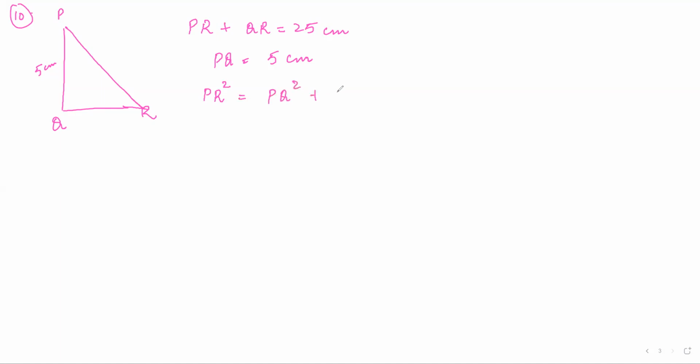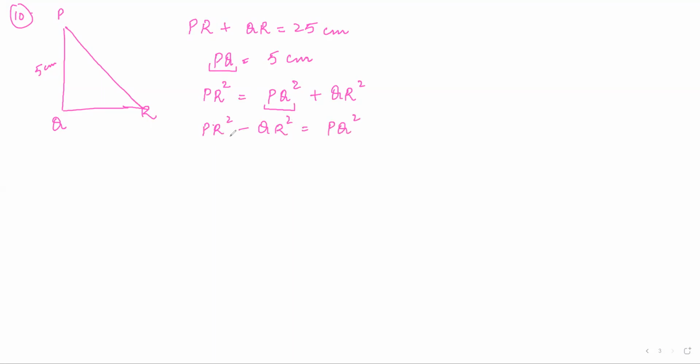PQ square plus QR square, right? Now what is given to me? This PQ value is given to me. So I'll just keep this PQ on one side and I'll take the other things to the other side. So PR square minus QR square is equal to PQ square, correct?